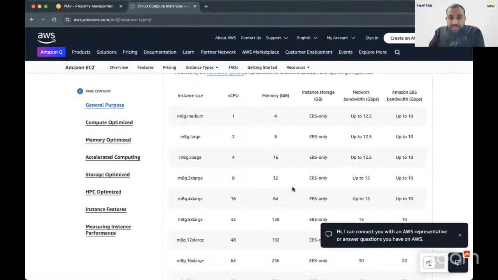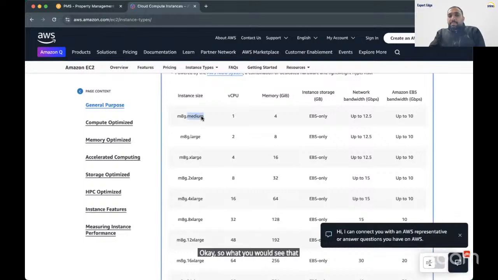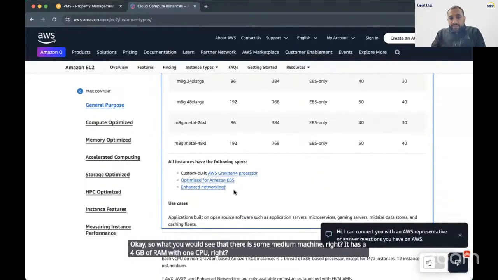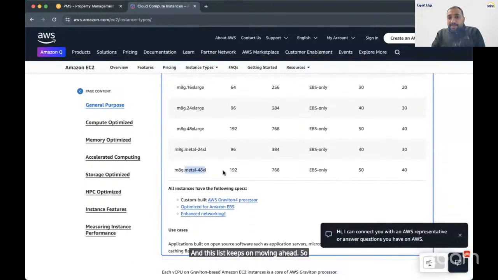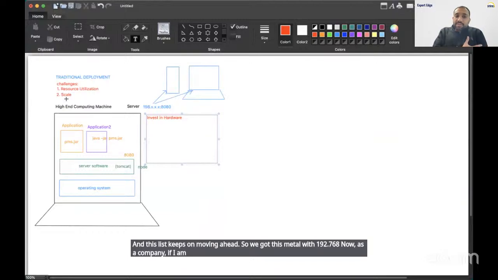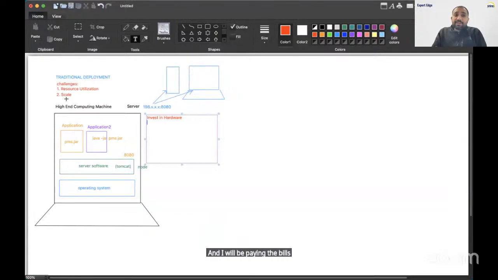Okay, so what you would see is that there is a medium machine, right? It has 4 GB of RAM with one CPU, right? And this list keeps on moving ahead. So we got this metal with 192, 768. Now, as a company, if I am unaware of the scale, it means I need to invest in hardware, and I will be paying the bills for no reason when my scale is very low. And there can be a problem when the scale goes high, right?